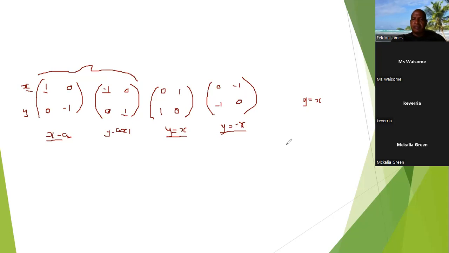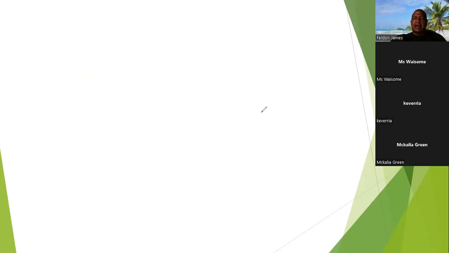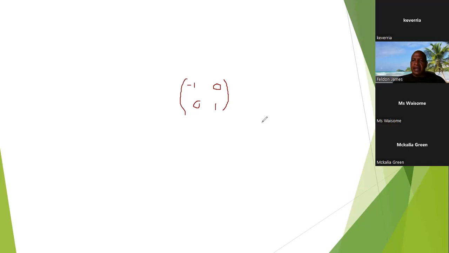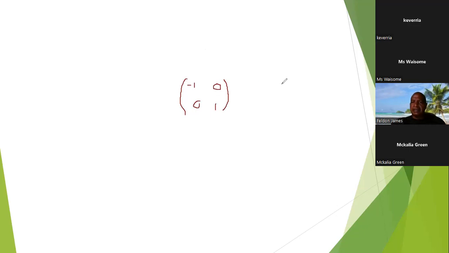Yes, sir. Should I ask you to tell me any one of these? You think you'll be able to tell me that? Yes, sir, I think so. Let us see. A reflection in the y-axis. Minus 1, 0, 0, 1. Is this one a reflection in which axis? Y axis. Okay. Is she correct, guys? Raise your hand if you agree with her. All right, so you are correct, Miss Green.